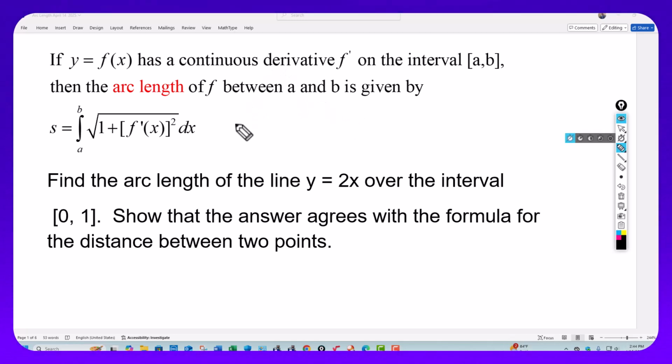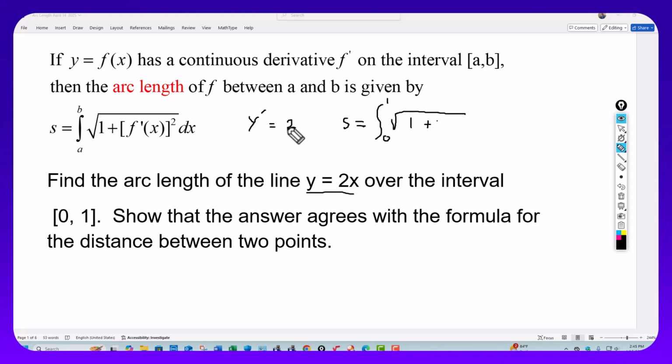But all you had to do, it's f or y equals f of x. You can use that. So in our case, we just take the derivative of the given linear function. The derivative of 2x is 2. So this is the length of the arc. The integral will go from 0 to 1, and then it'll be the square root of 1 plus the derivative squared.